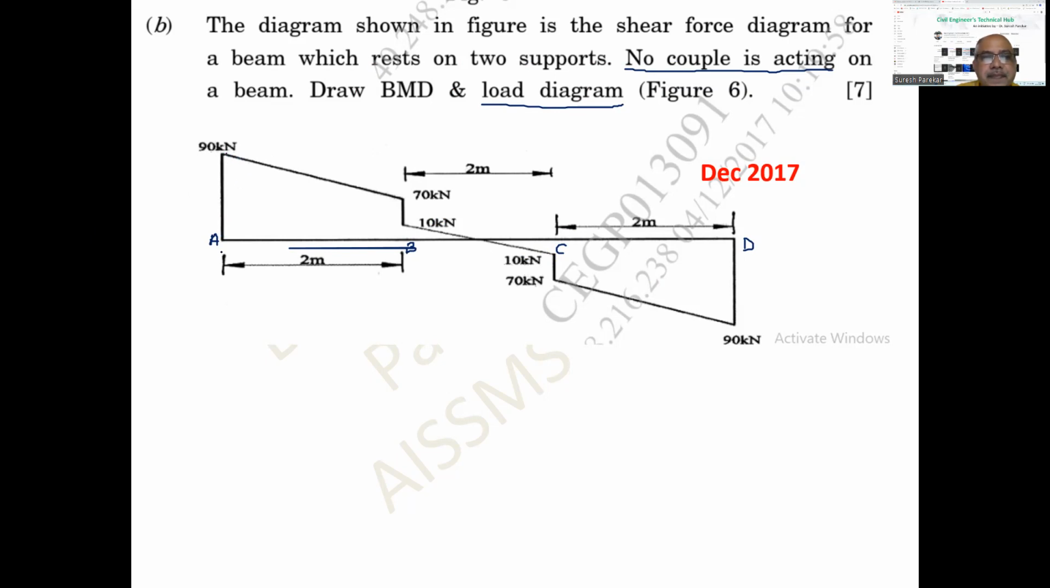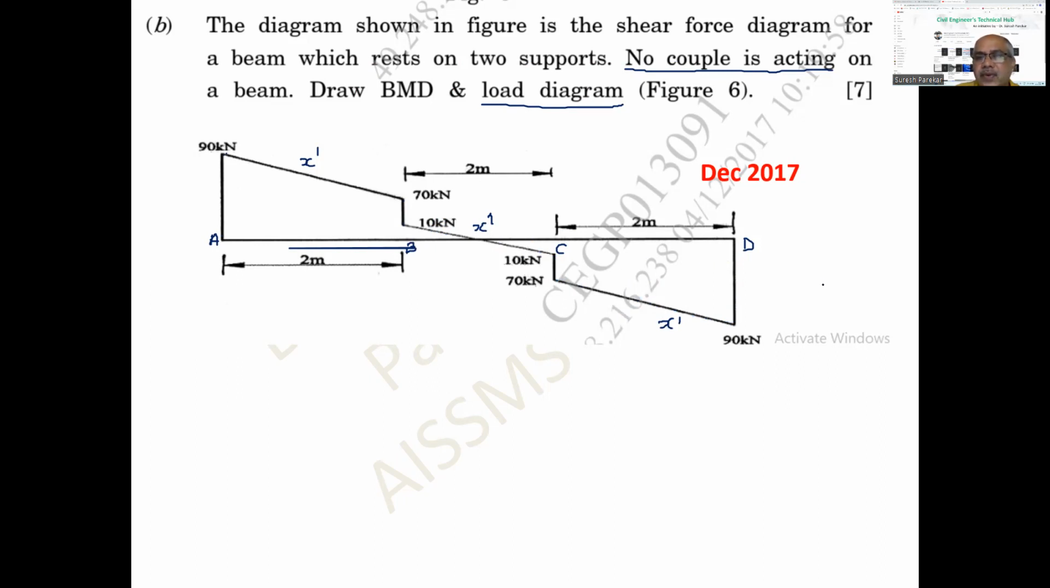We will get 90. Then between A and B, we have a linear line, x to the power 1, so we have a UDL over here. Then at B, we again have a concentrated load acting downward, because we are going from 70 to 10. Then from B to C, again x to the power 1, so we have a UDL. At C, again we have a vertical ordinate, so a concentrated load. Then C to D, x to the power 1, means we have a UDL. And then at D, we again have a vertical line, and as it is going up, we have a reaction at D.